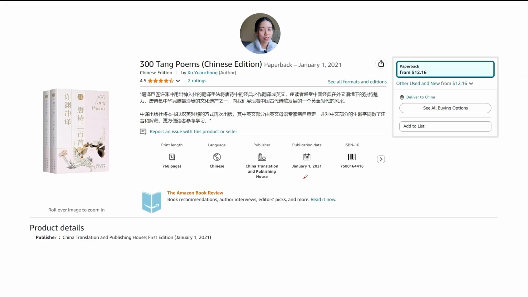And if you're interested in Chinese ancient literature, here's a book I would like to recommend to you. That is 300 Tang Poems. It says Chinese, but actually it's not. It's written in Chinese plus English. It's a translation book of Chinese ancient literature, and the translator is Xu Yuancheng. He is a super good translator, or let's say he is a super good translation master.